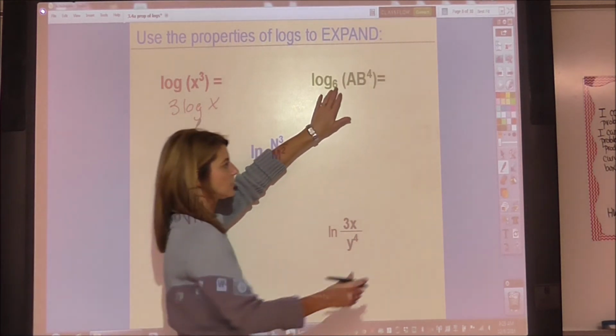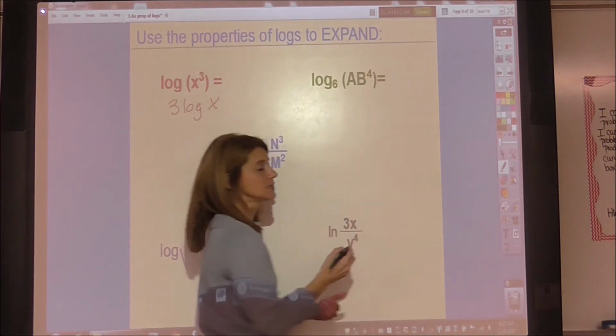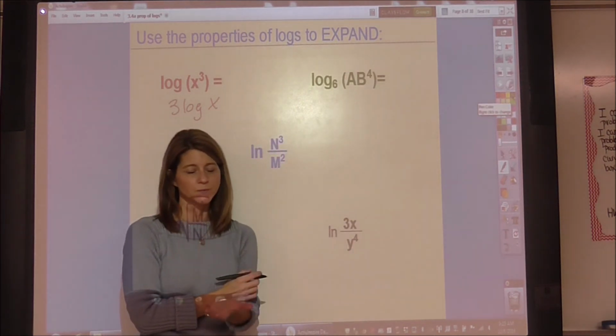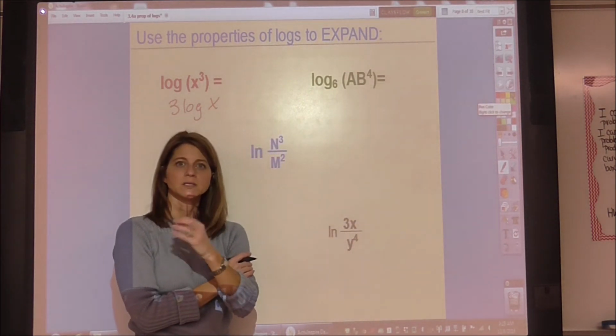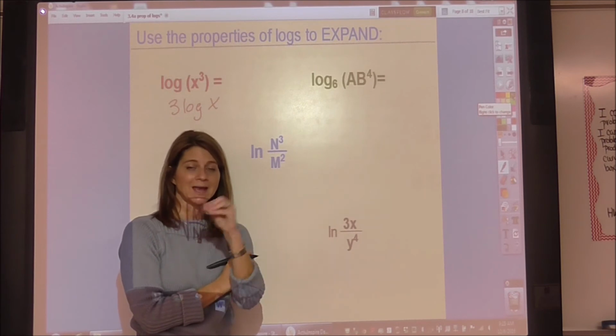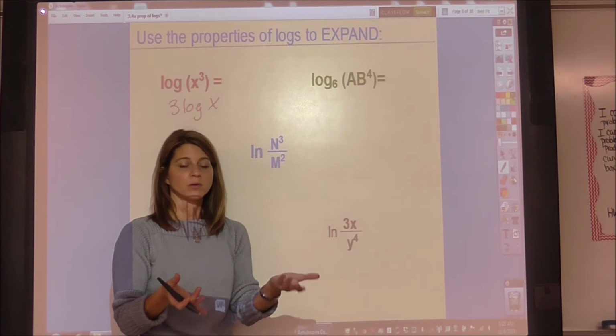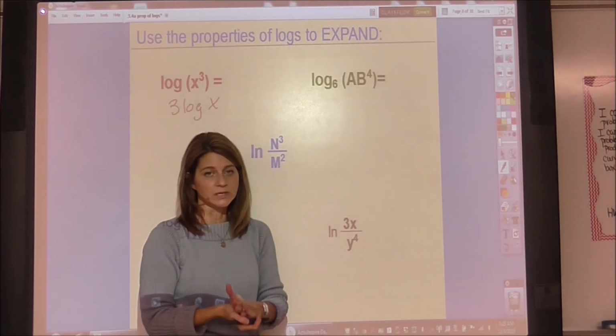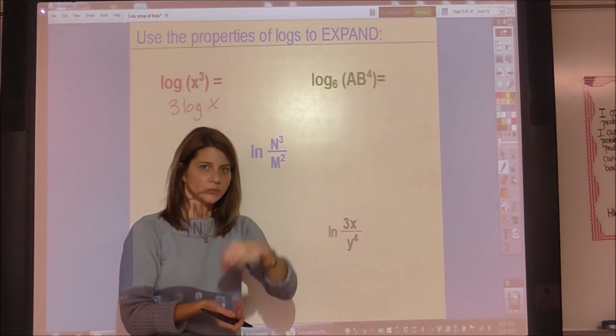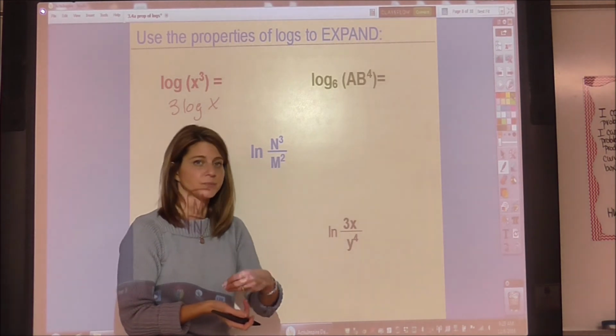Let's see, what about the other one at the top that has log base 6 of ab to the 4th? Now be careful on that one. Does the 4th power go with the a and the b? It's not quantity ab to the 4th power. That 4th power is only with the b. So that 4 is only going to come in front of the b term.